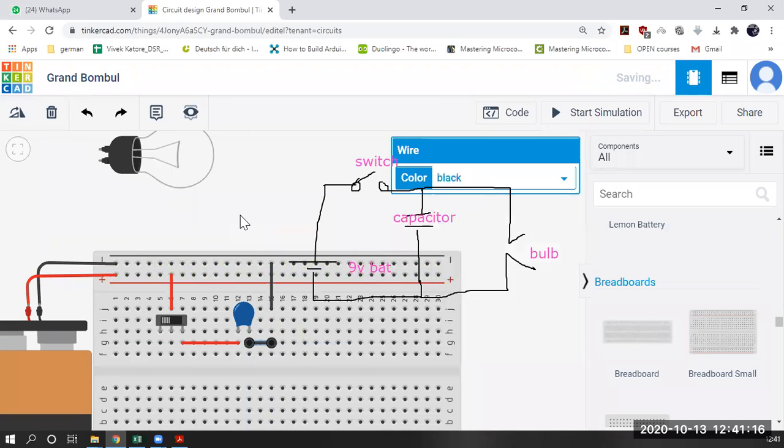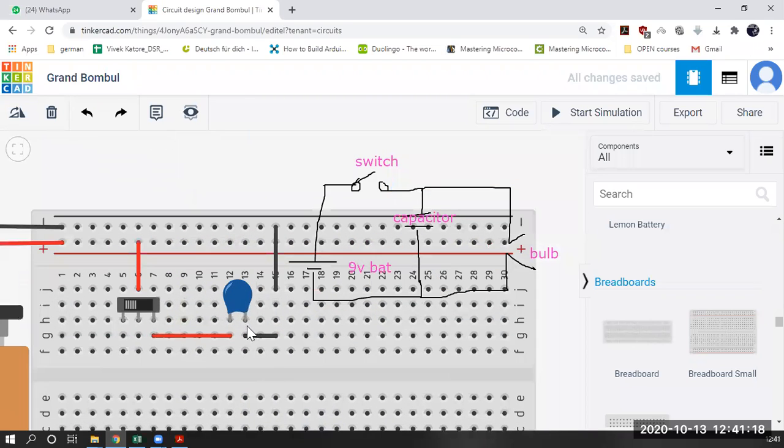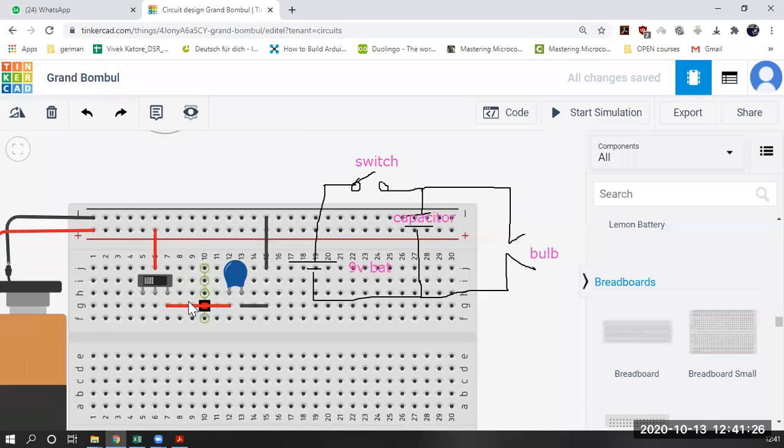Okay. I'm just connecting the holes. I have taken it from here, then connected it here, and again here. So you just have to consider this breadboard as a bunch of holes where you can connect the wires.